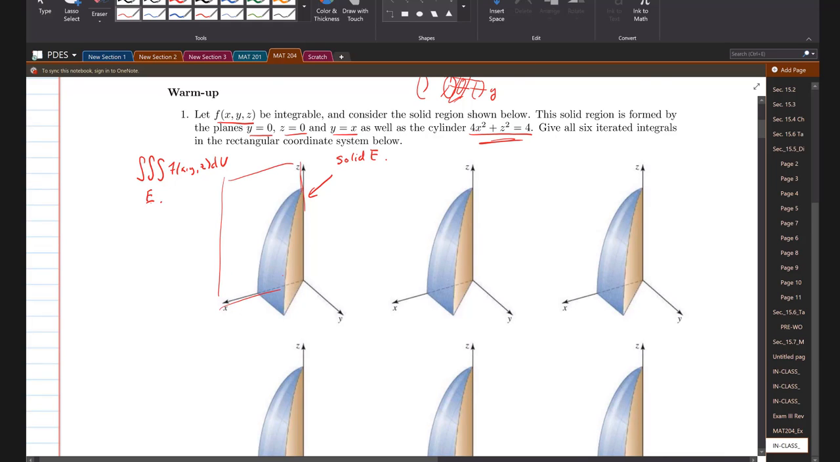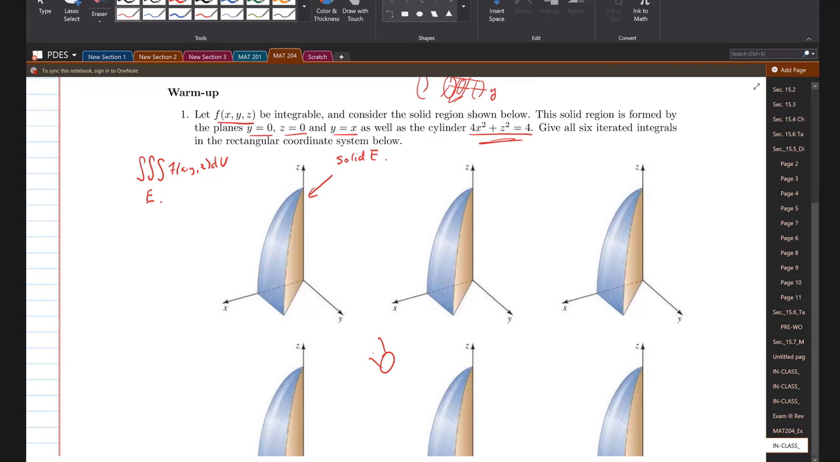If we imagine what that shape looks like, one way you could do that is to shine a light from somewhere far out on the y-axis and ask what shadow this makes on the xz plane. That would give you the projection onto the xz plane.